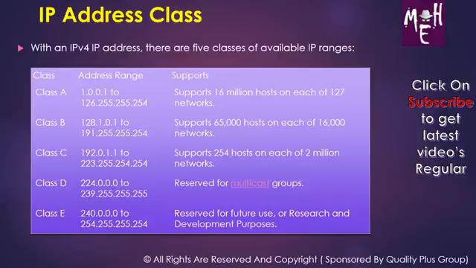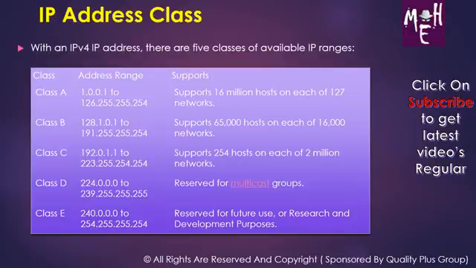each of 127 networks. And if we talk about class B, then the class B IP address supports 65,000 hosts on each of 16,000 networks. So by this table you can easily understand what a huge amount of hosts we can connect to a single IP address. Mostly, most of us use version 4 IP addresses of class C, and that begins from 192.0.1.1 to 223, and it supports 254 hosts on each of 2 million networks.